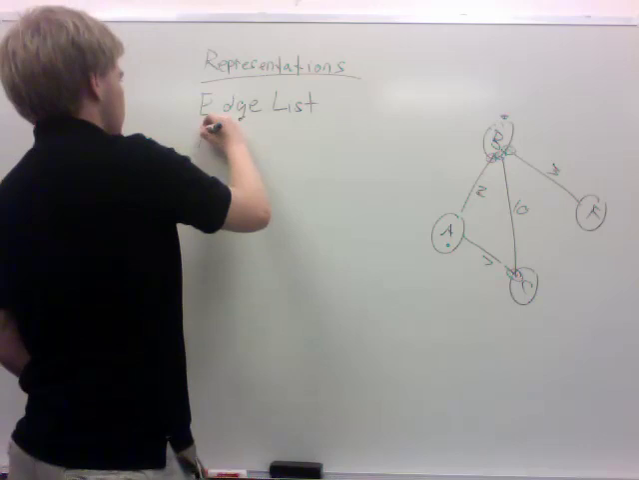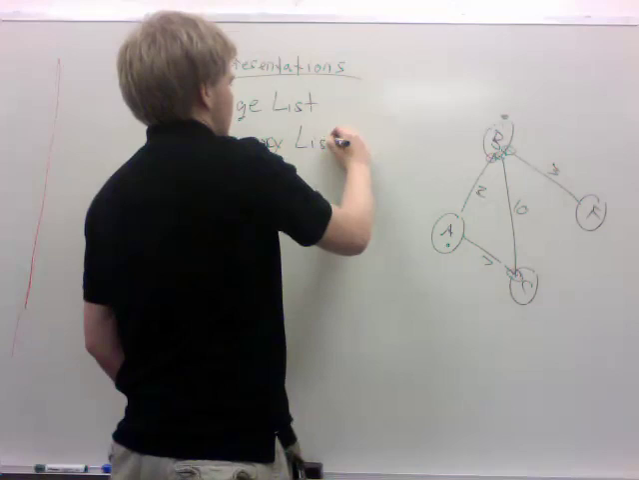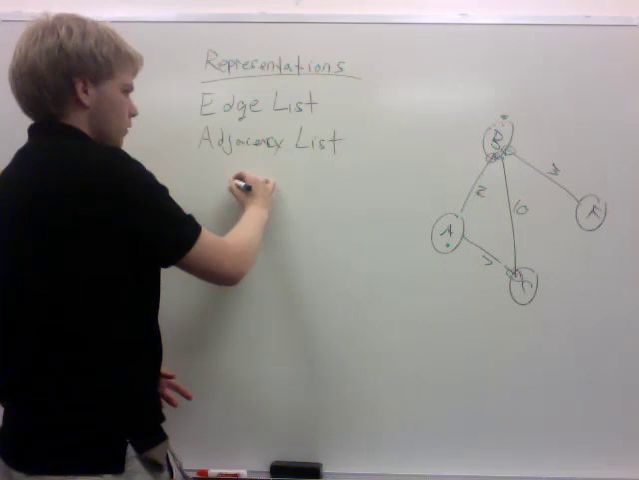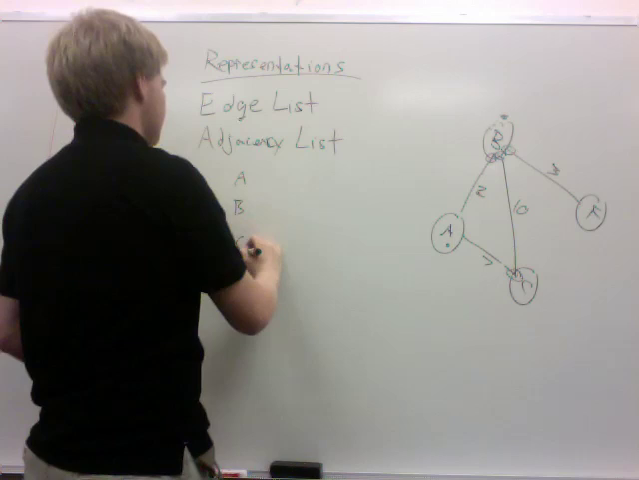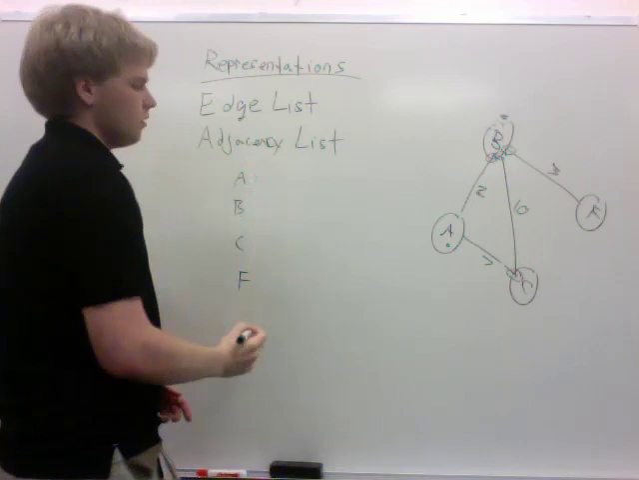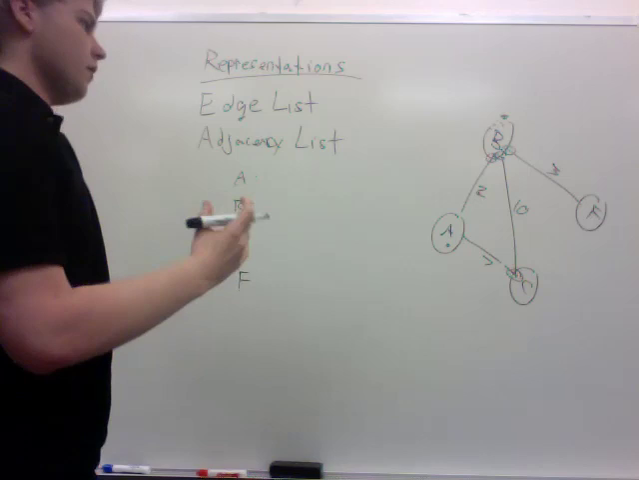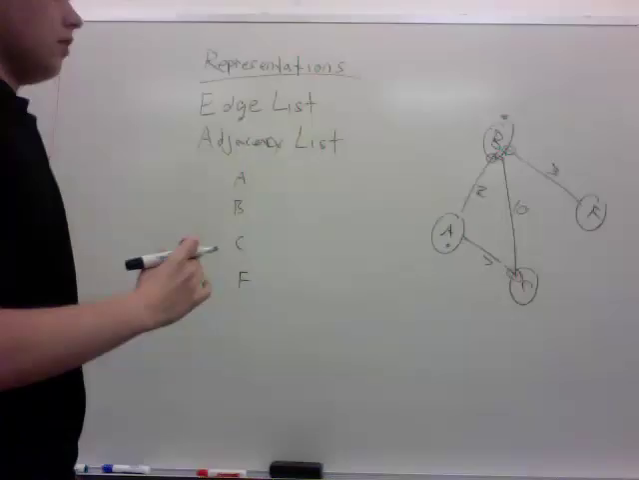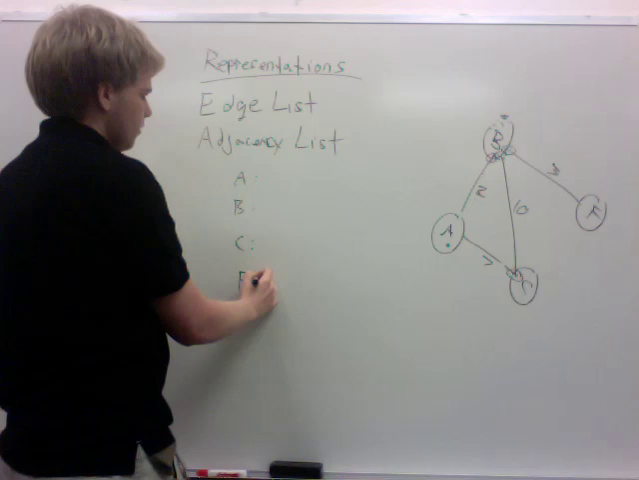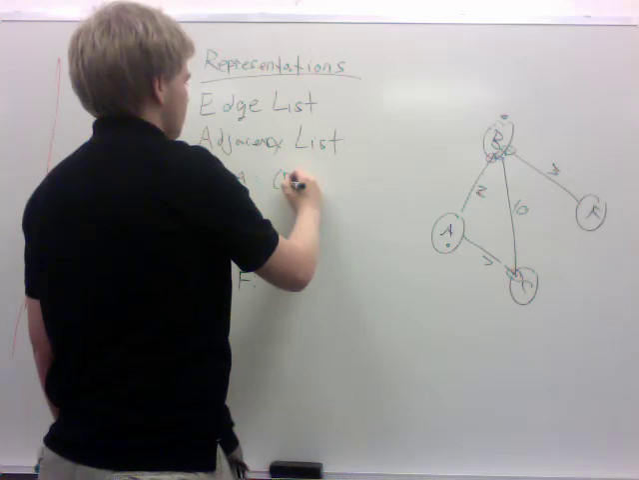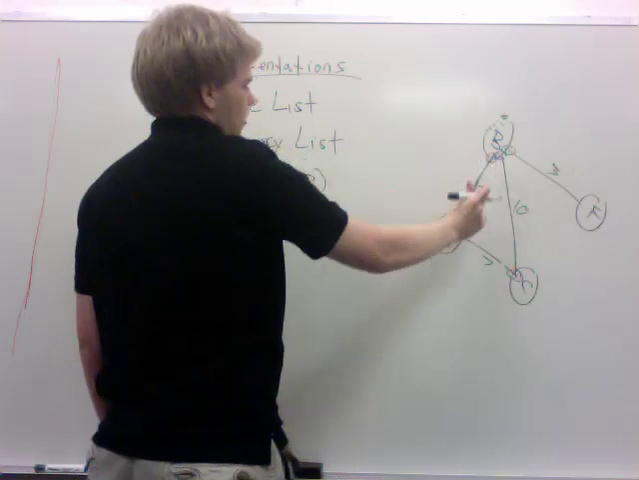The next method is an adjacency list. In an adjacency list, basically you have a list of all of the vertices. So A, B, C, and F. And then each of these vertices has a list of pairs, and those are the vertices and their associated weight that they are adjacent to. So A is adjacent to B and C, so we're going to have a pair B, 2, to represent this edge right here. And we're going to have pair C, 7, to represent this edge.